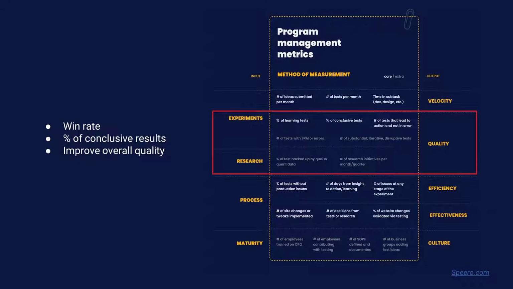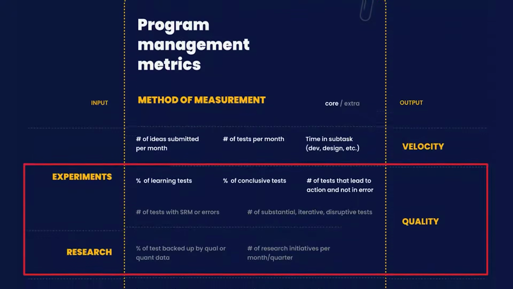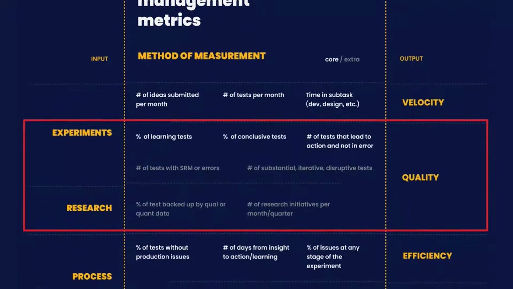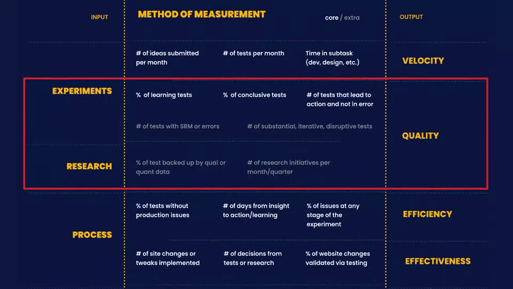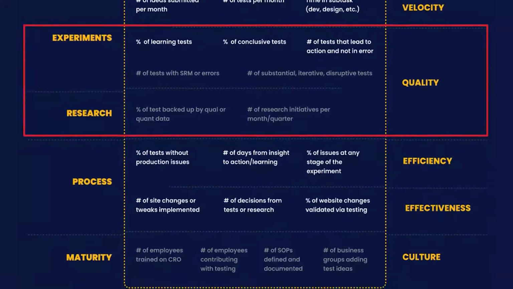I want to draw your attention to one of Spiro's frameworks. So this is our program management metrics framework. This details a wide range of different metrics that any business may want to use to help to measure the effectiveness of their experimentation program. As you can see on the slide, there's a range of different types of metrics, which include things like velocity, quality, efficiency, and so on. But what we're talking about today primarily is about quality.